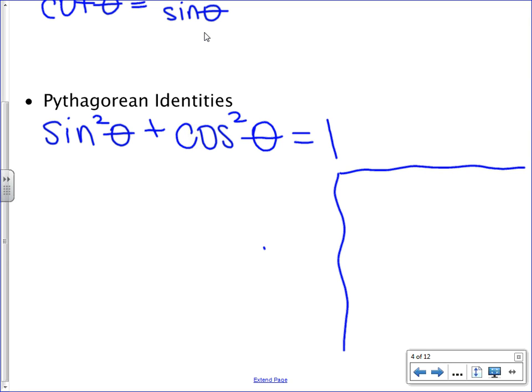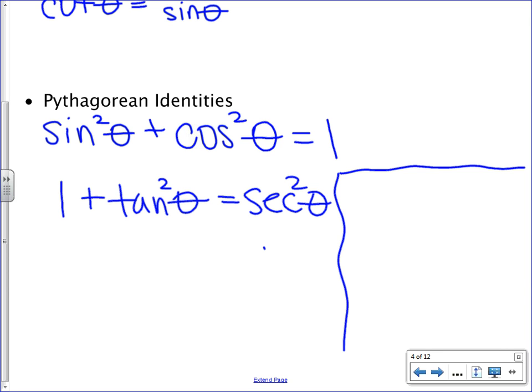Our second Pythagorean identity is 1 plus tangent squared theta is secant squared theta. Why is that an identity? Okay, I'm going to come over here. This is kind of a side note. All right, I've shown you why we have sine squared plus cosine squared equals 1.